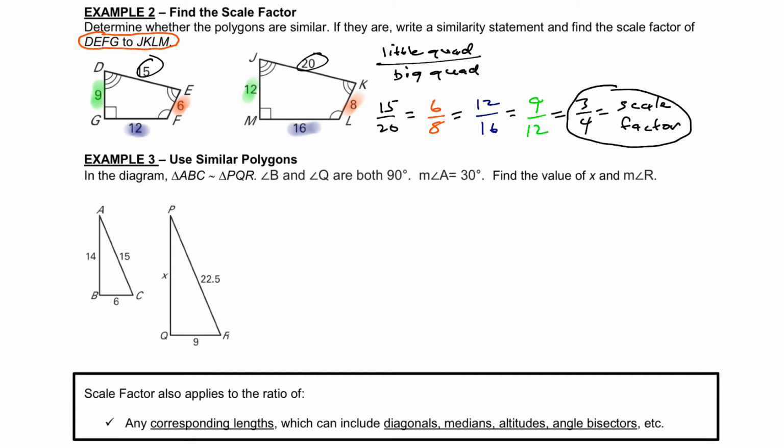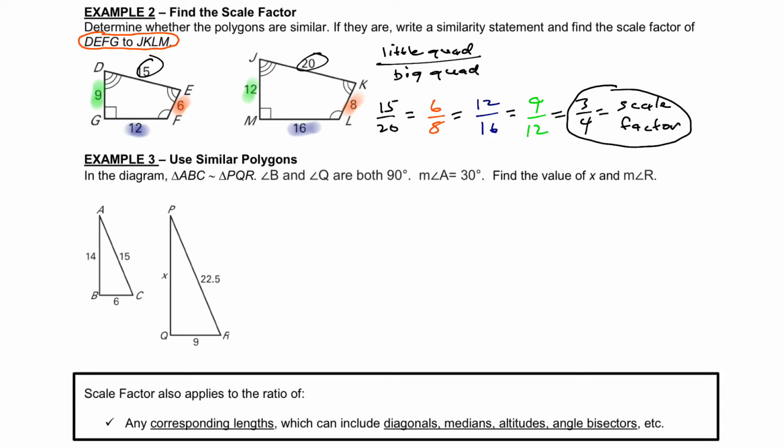And then the only other thing we had to do is we were supposed to write a similarity statement. Well, they were pretty nice to us because we can see the way the letters originally match up. They already gave them the letters in the correct order. We already know that angle D corresponds with angle J, so the first letter with the first letter. Angle E has 2 arcs. That corresponds with angle K, which has 2 arcs. And so this is already in the correct order.